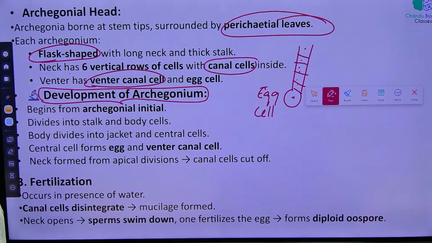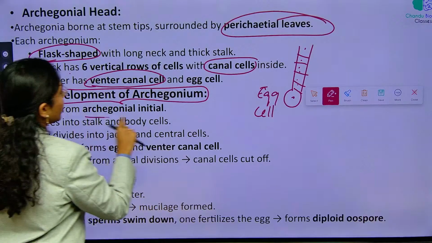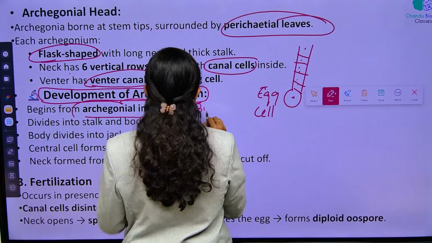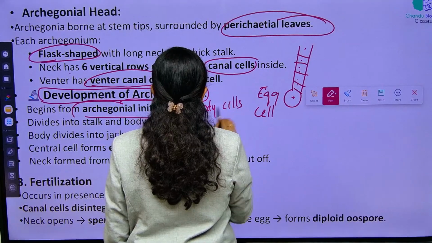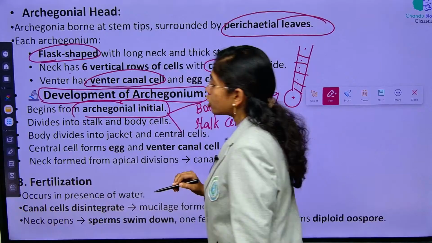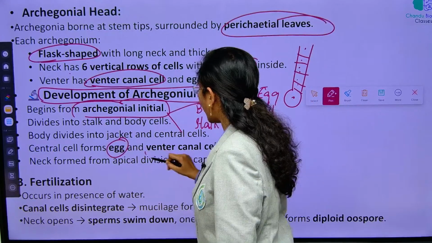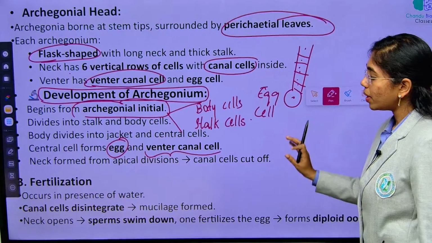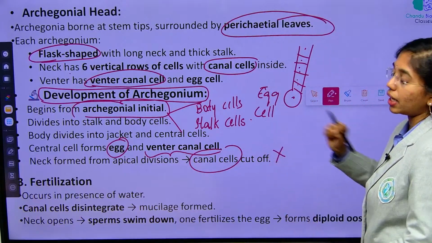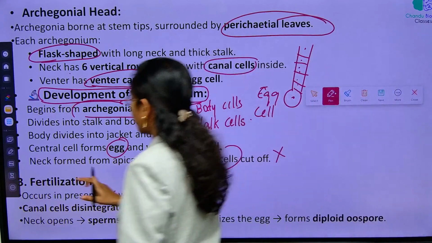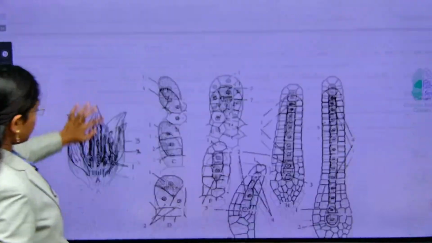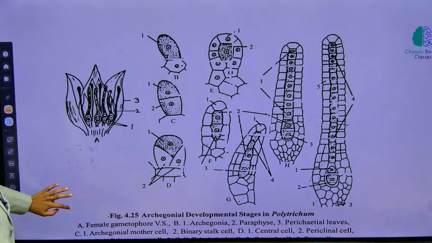Archegonium development will start from a single cell, that is the archegonial initial. This will divide forming stalk cell and body cells. Fine. So, the central cell will be forming the egg and ventral canal cells. The neck is formed from apical divisions, and canal cells will be cut off from the apical divisions. Fine, right? Now, so this is how the archegonium is developed.